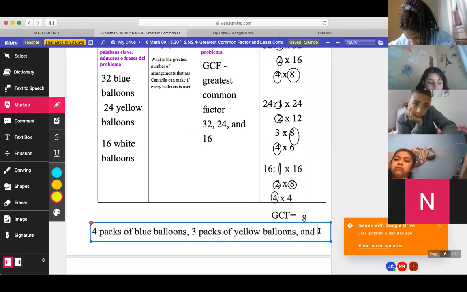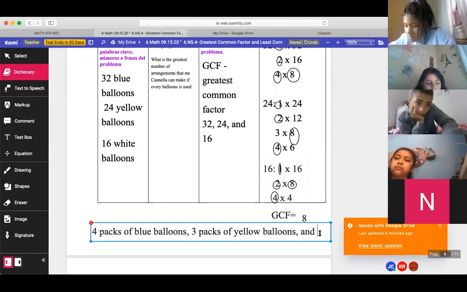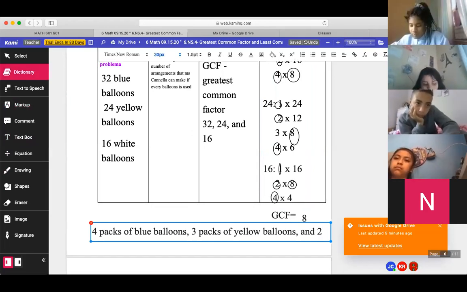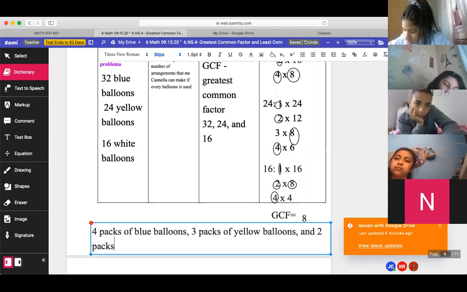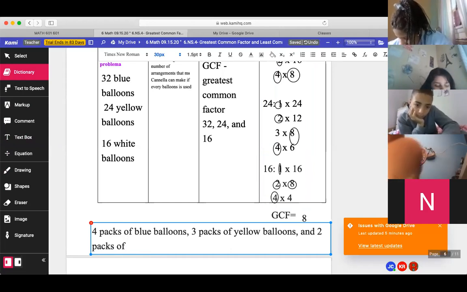You just said it. 2 packs of what? 2 packs of balloons. Yes. And what color balloons? Let's see if you understand this part. What color is the balloons? Kayla, it's okay. I don't care about the background noise. Trust me. 2 packs of what?